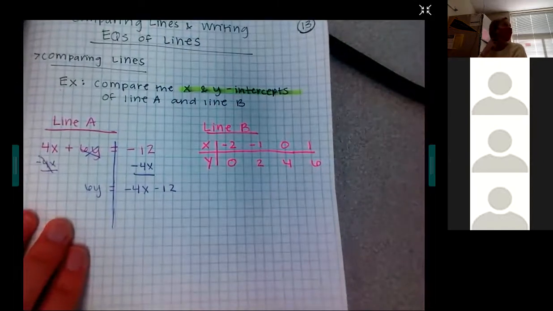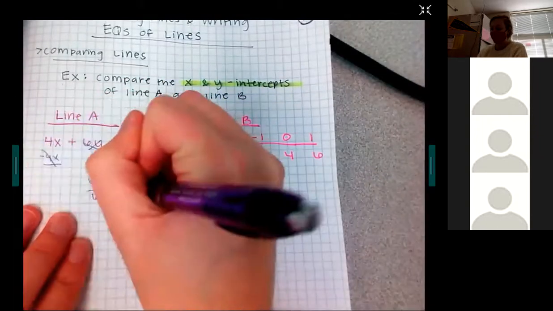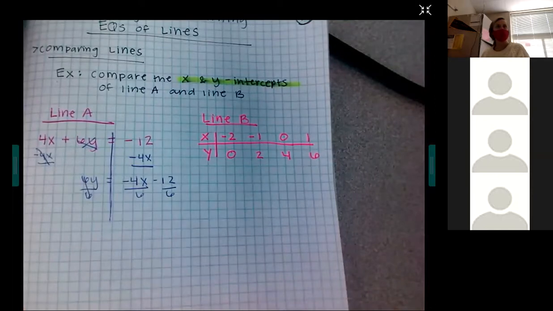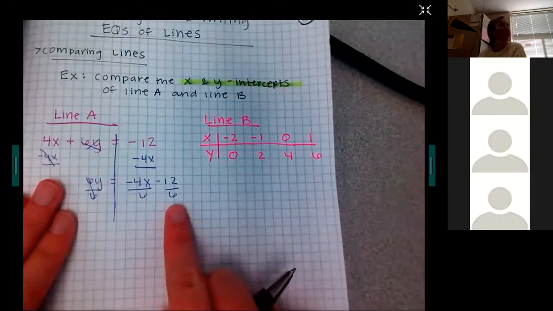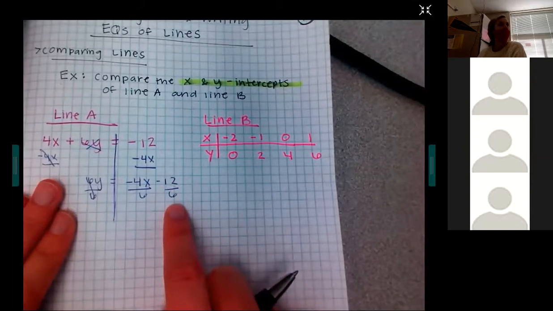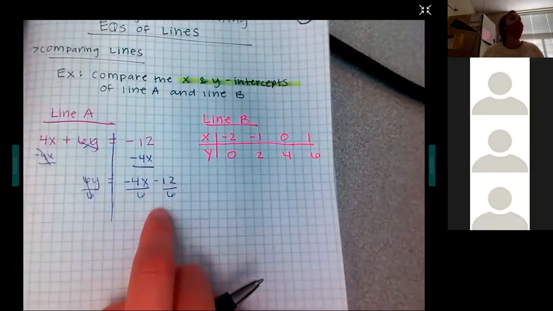And then you would divide by what? Good job. Okay, good. That's the long way. All right? Now, doing it that way, look at your base. What's the y-intercept going to be? What's -12 divided by 6? -2. So you can do it this way and you can find that base.